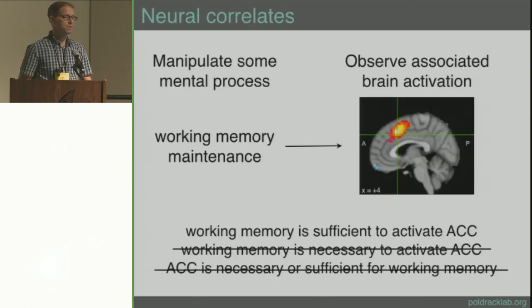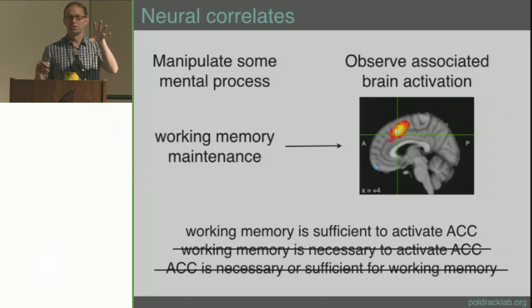The standard approach that imaging people have taken since its inception has mostly been going after the neural correlates of mental process X. So we wiggle something in the mind: we have you do a task, and we look at what in the brain wiggles at the same time. If I care about working memory maintenance, I give you a task that manipulates that, and we look at what brain areas move with it. That tells us that working memory is sufficient to activate that brain area. It doesn't tell us that working memory is necessary to activate that brain area. It could be that everything activates that brain area.